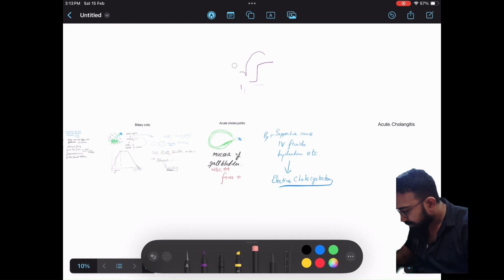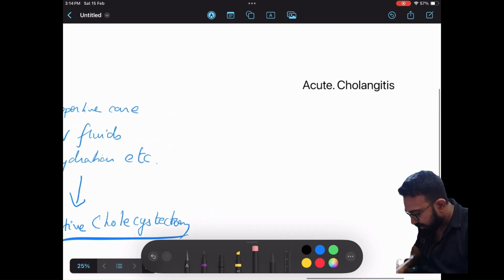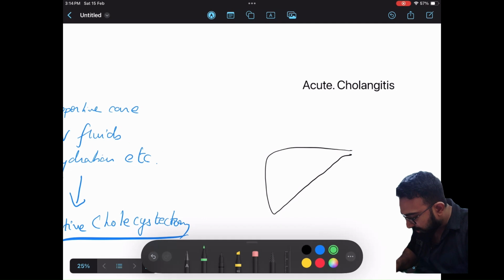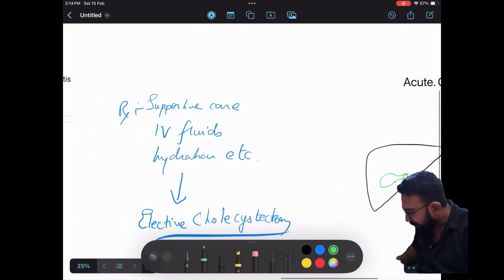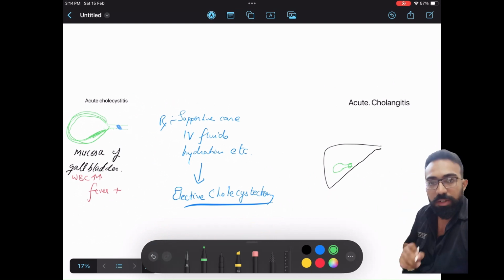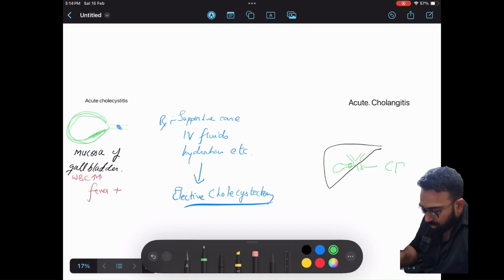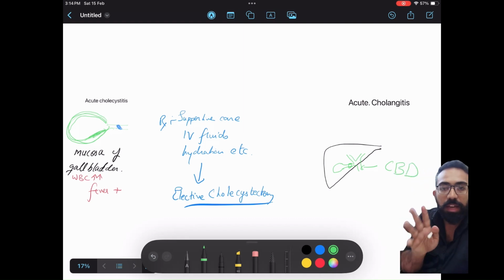Now, coming to acute cholangitis. If this is your liver, here is your gallbladder, here is the cystic duct. I have told you that in acute cholecystitis, the obstruction is here in the cystic duct. Now, both the cystic duct and the hepatic ducts are meeting and forming the common bile duct.